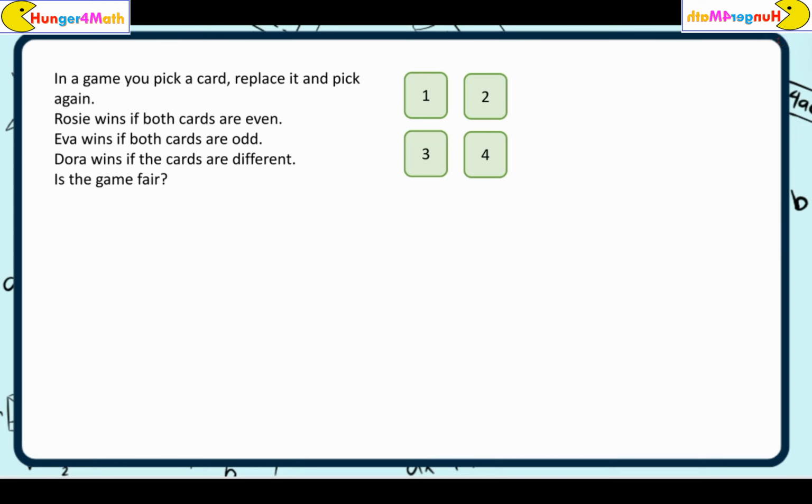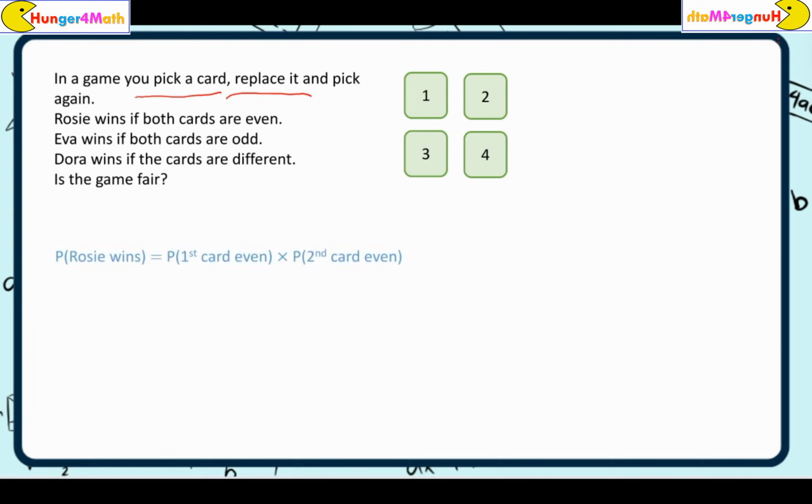In this problem, in a game you pick a card, replace it, and pick again. Rosie wins if both cards are even. Eva wins if both cards are odd. Dora wins if the cards are different. Is the game fair? To identify if this game is fair, you have to calculate the probabilities to determine whether their chances of winning this game are equal. And it's stated here, once you pick a card, you're going to replace it. It means that it will not affect the second event.